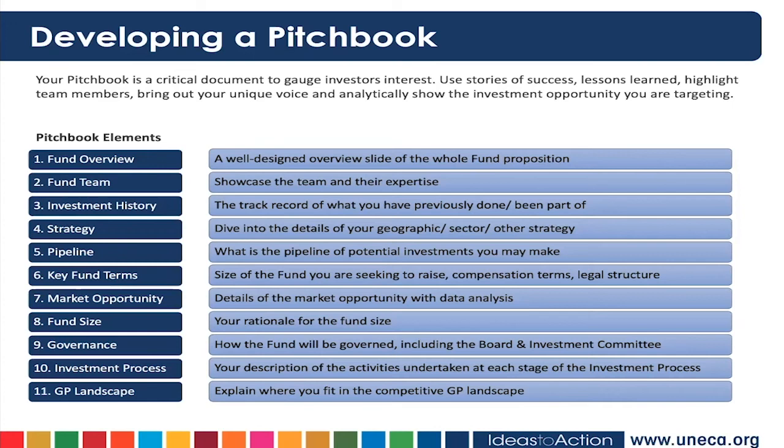The fifth area is the pipeline. A pipeline is the list of companies that you think you may be able to invest in or you want to invest in. So you want to give your investors or your potential investors an indication of how it is that you're thinking about the investments. And this is the pipeline. The sixth area are the key fund terms. This includes the size of the fund that you're seeking to raise, the compensation terms for the fund manager, the legal structure, where it is the fund might be domiciled, how it is you're intending to structure the return of the fund, and so forth.